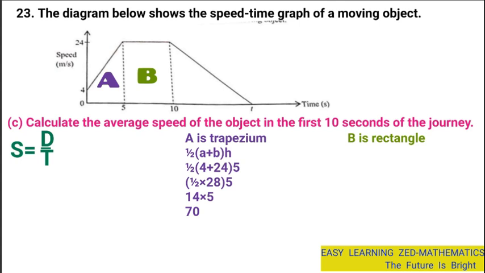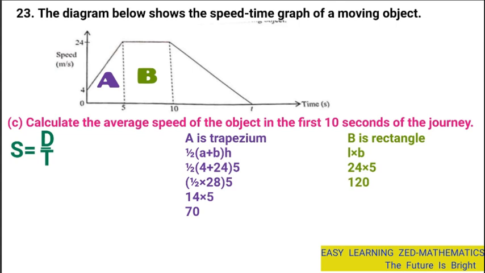Then I come to B, the area marked B, which is a rectangle. The formula for finding the area of a rectangle is L times B. What is the length? The length is 24. So we say 24 multiplied by the width, or breadth, which is 5, because we have 5 to 10. When you subtract 5 from 10, you get 5. So it will be 24 times 5, which gives us 120.